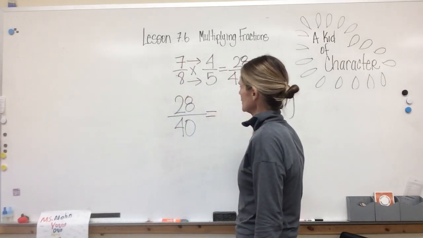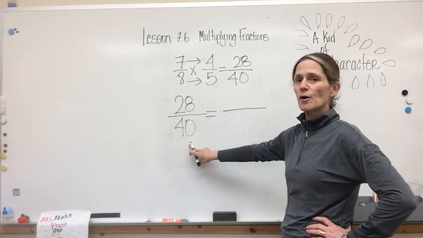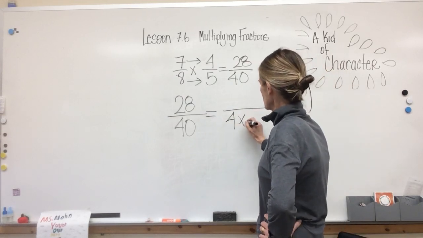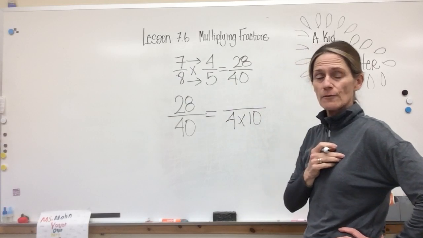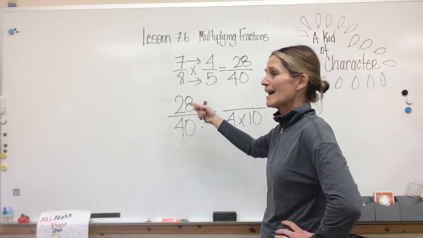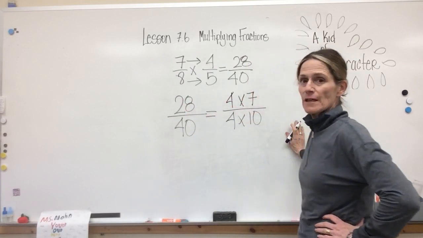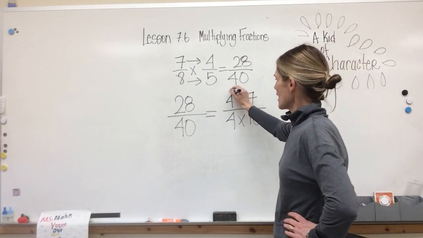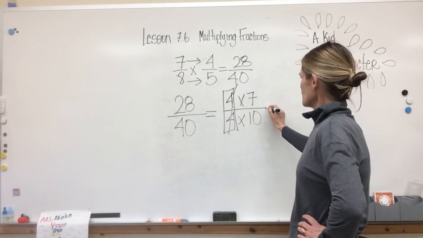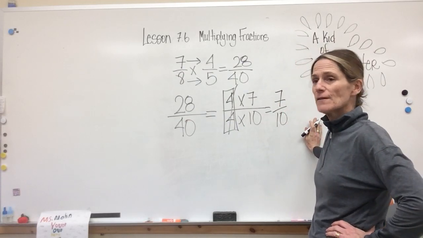28/40. I'm going to take it apart. I'm going to start with my larger one. And I'm going to say, well, I know that's 4 times 10. Right? 4 times 10 is 40. Can I multiply 4 by something to get to 28? I can. I can multiply 4 times 7 to get to 28. Once I have these 4s, they cancel each other out, and I'm left with my answer, 7/10. And that's my final answer.